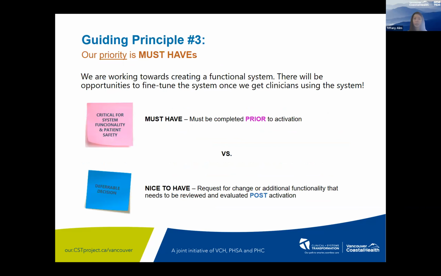The third principle is our priority for must-haves. We need to go live with a functional system, so the must-haves must be completed prior to go live. Anything that we identify as a nice-to-have that is needed at some point in the future will be addressed later on after activation.